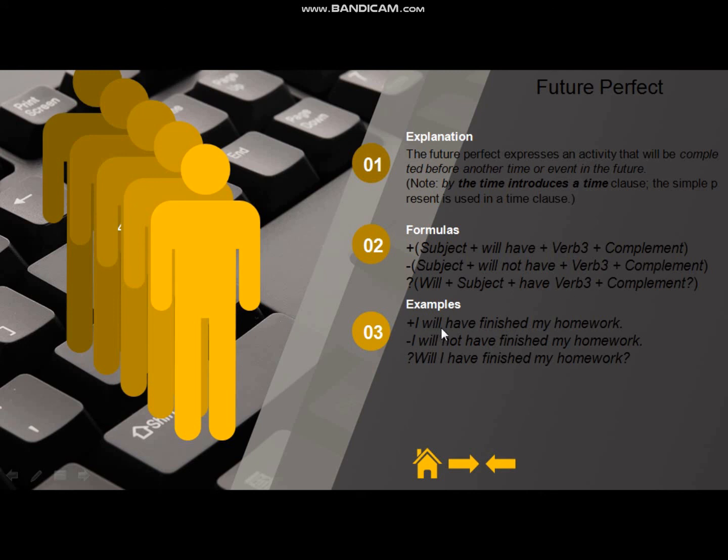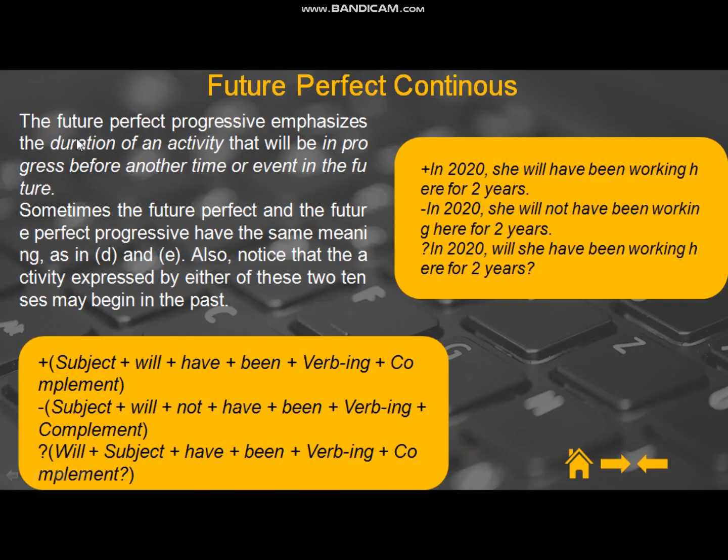This is the example. I will have finished my homework. I will not have finished my homework. Will I have finished my homework? The next is future perfect continuous. The future perfect progressive, or future perfect continuous, emphasizes the duration of an activity that will be in progress before another time or event in the future.